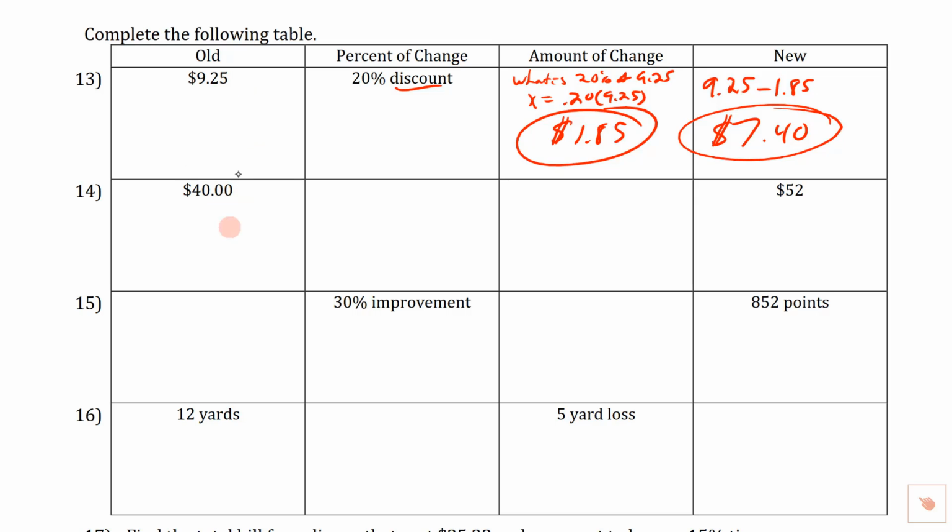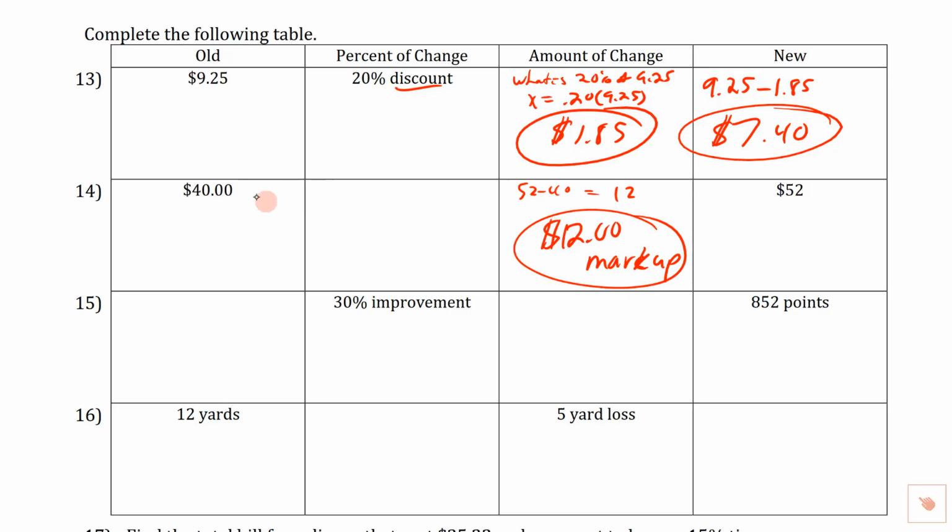Okay, so the old price was $40 and the new price was $52. So we want to know the amount of the change. Well, the amount of the change was, we'd do 52 minus 40, so we end up with 12. So the amount of change was $12. Okay, so $12, and it went up. So that was a markup, is what we'd call that, markup. Okay, we could also call that a price increase or something.